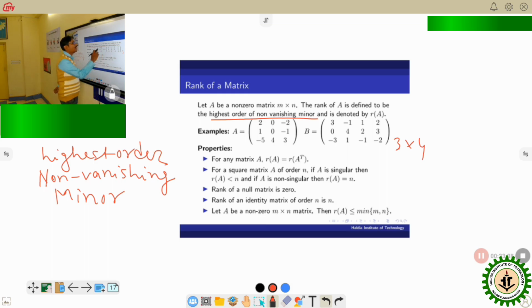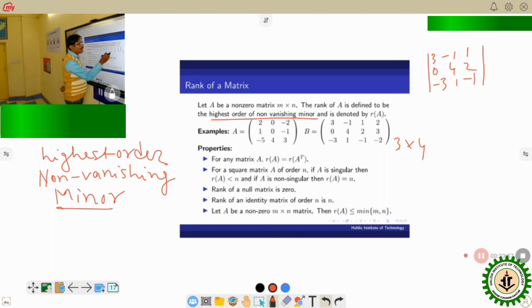So highest order of non-vanishing minor means you first have to find the minor of highest order. What is the minor of highest order for this matrix? That is 3. Because the matrix is 3 cross 4, when you find the minor, minor means 3 cross 3 determinant. Here the number of rows is 3, the number of columns is 4, so take a 3 cross 3 minor like this: 3 minus 1 1, 0 4 2, minus 3 1 minus 1. This is a third-order minor.